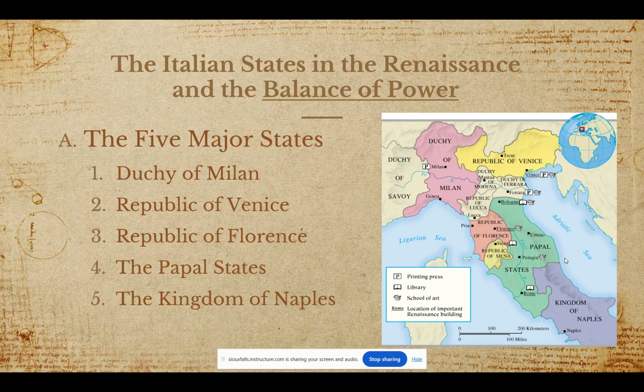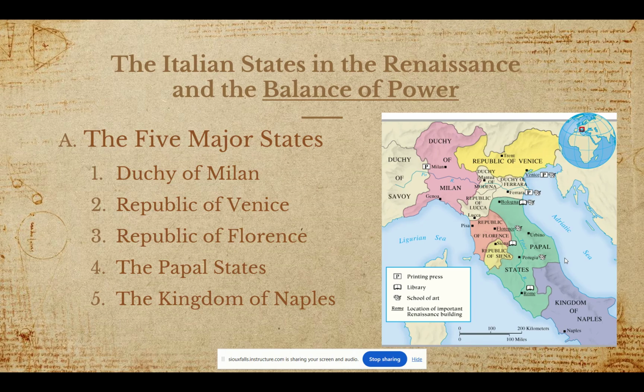Good? All right, so what's going on politically in Italy in the 1400s? There was a system that we will call a balance of power trying to be maintained, right? Where people were forming alliances and breaking alliances and going to war with one another, seeking power through political marriages, right? There was a balance of power that was constantly being played out on the Italian peninsula.